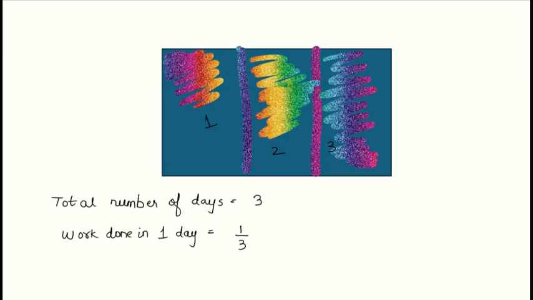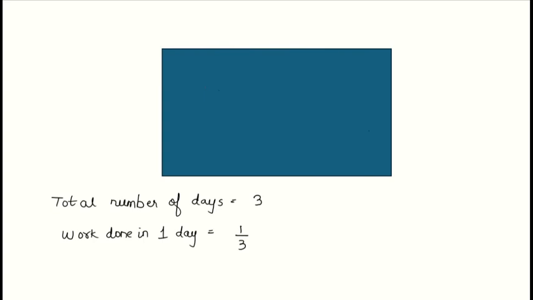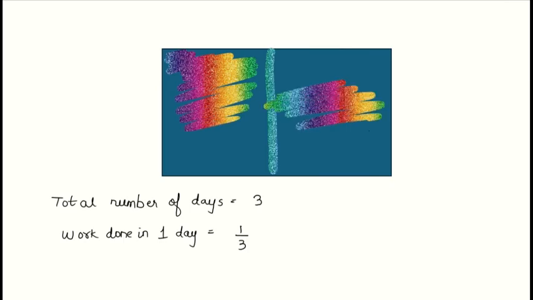Another example I will give you here. If I am going to paint the same painting in 2 days, that means I'm going to divide this painting into 2 parts. Okay. So on one day, I'm going to paint this part, and on the second day, I'm going to paint this part. That means the total number of days I'm taking to paint it is 2. And work done in one day will be 1 upon 2. Okay. If you are able to understand this example, you will be able to solve any question related to work done in one day.